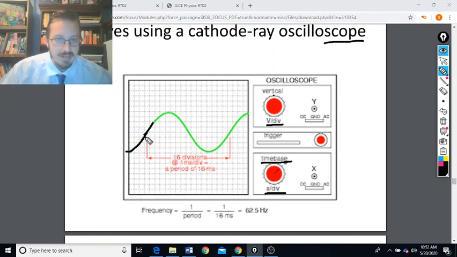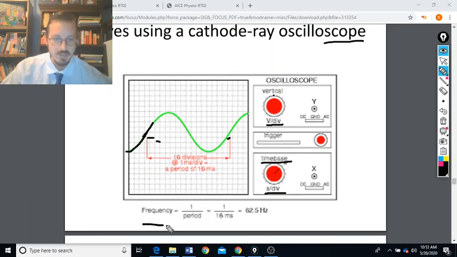So they've counted out that there are 16 divisions to get to one wave. They're looking at this point of the wave right here to this point over here, and they've counted out 16 of these divisions. If you want to, you could verify that for yourself. I trust it. 16 divisions at 1 millisecond per division, so a period of 16 milliseconds, right? Each one of these is a millisecond, so they're saying 1 millisecond, 2 milliseconds, until they get over to 16 milliseconds.